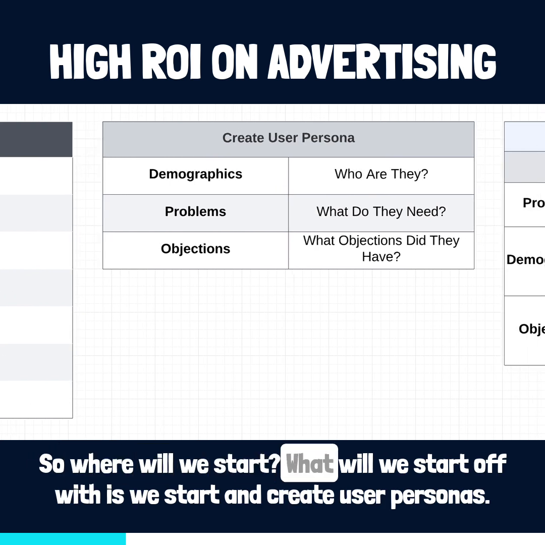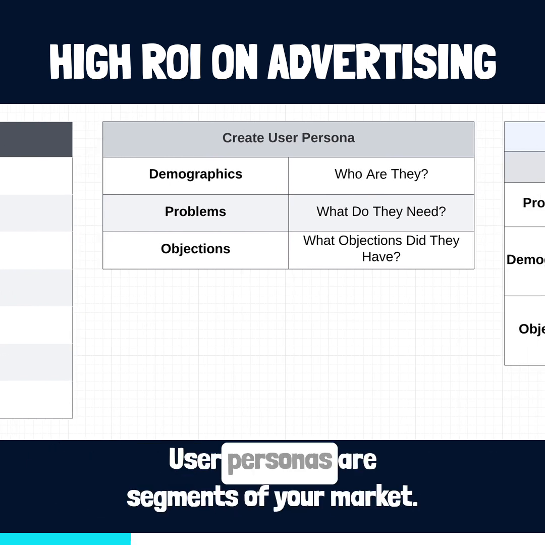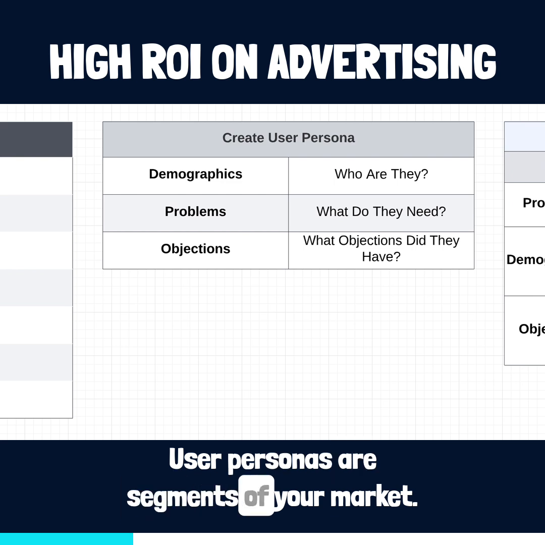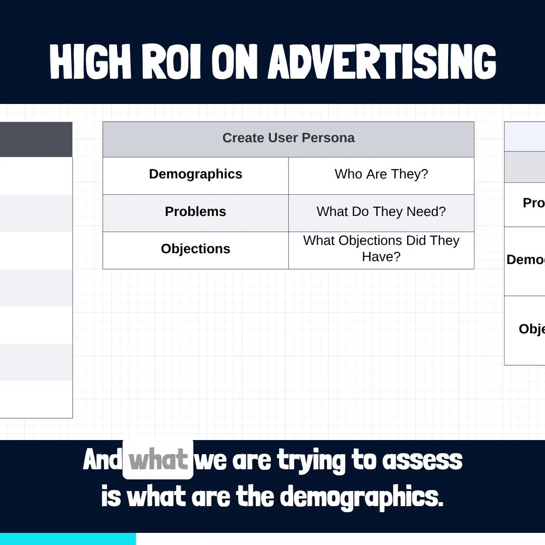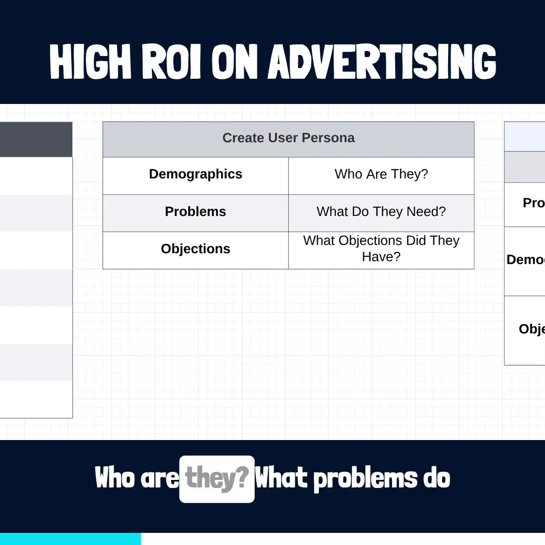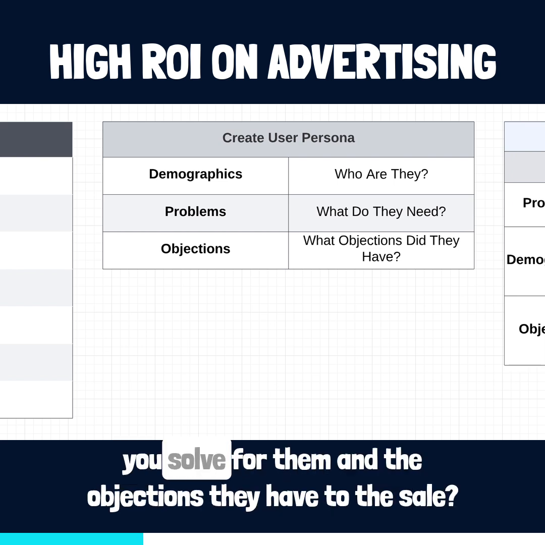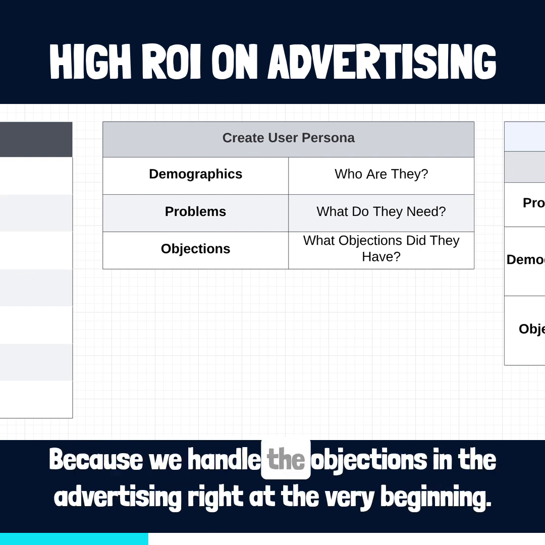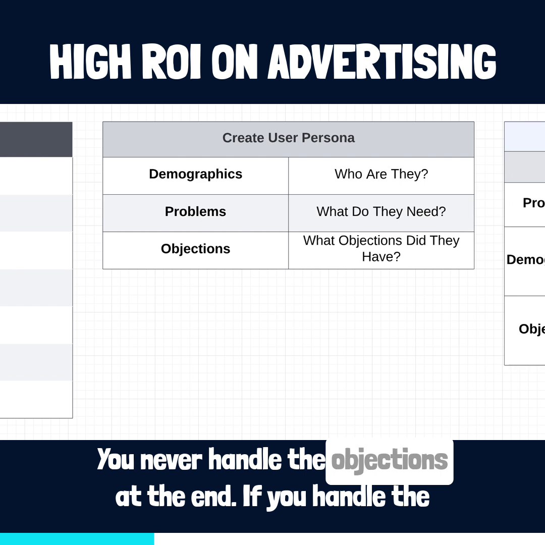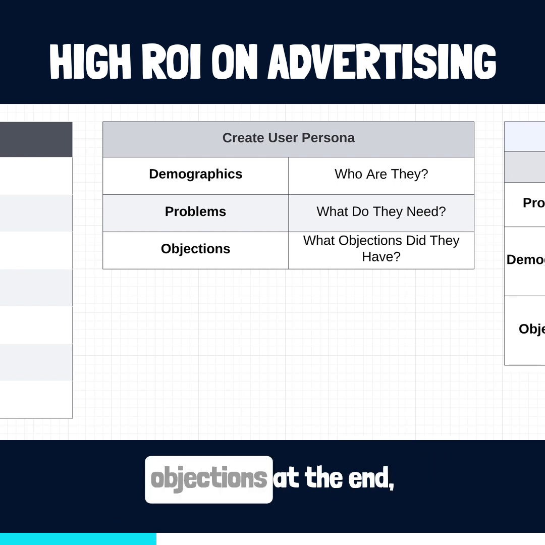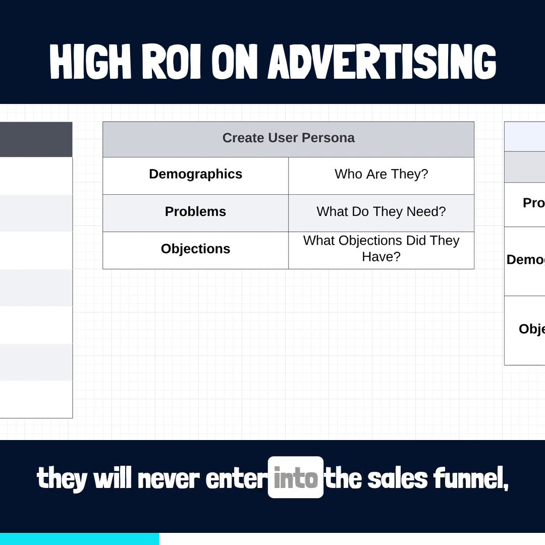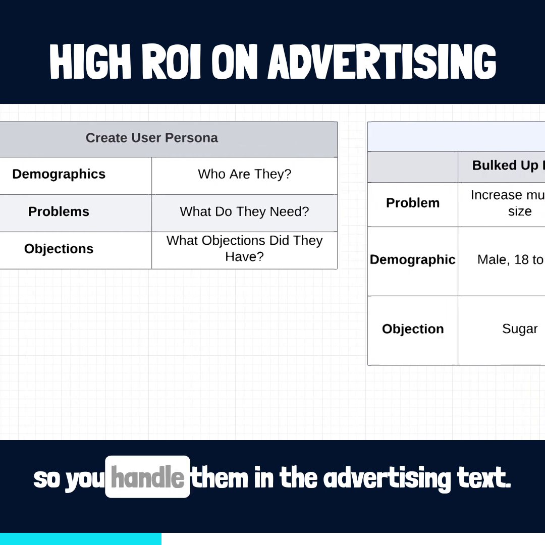So where will we start? What we start off with is we create user personas. User personas are segments of your market. And what we're really trying to assess is what are the demographics, so who are they? What problems do you solve for them, and what objections do they have to the sale, because we handle the objections in the advertising right at the very beginning. You never handle the objections at the end. If you try to handle the objections at the end, they will never enter into the sales funnel. So you handle them in the advertising text.